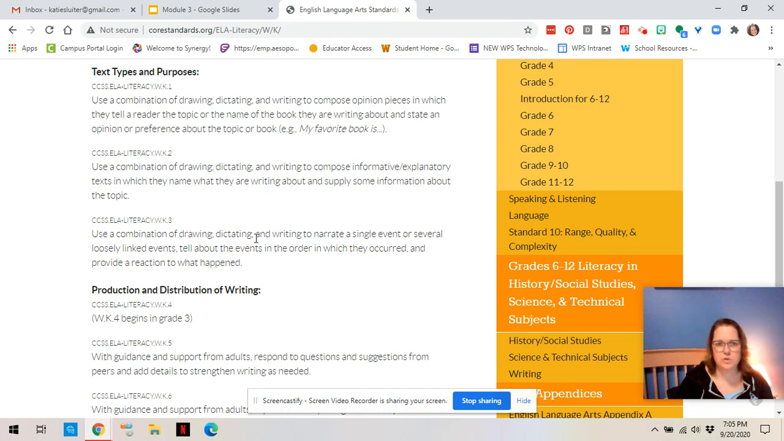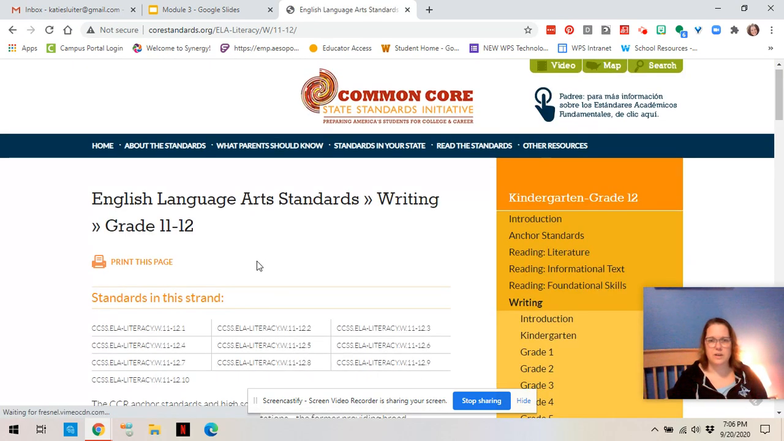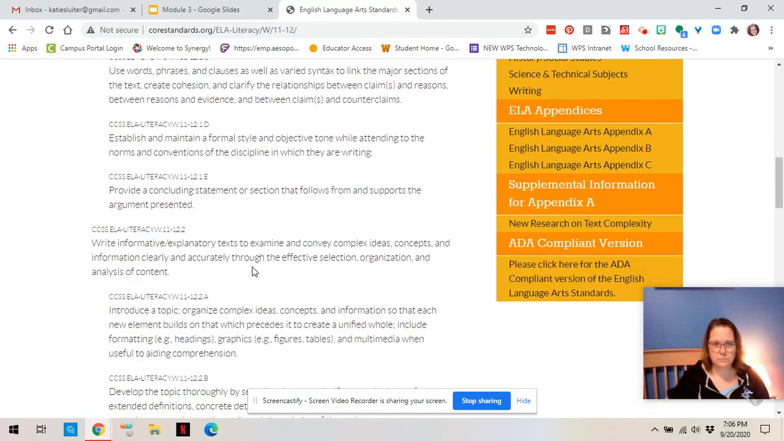Use a combination of drawing, dictating, and writing to narrate a single event or several loosely linked events. Tell about the events in the order in which they occurred and provide a reaction to what happened. So you'll see this is where we start with narrative writing and reading with mentor text. This is what we ask of our littlest learners. And then you can go all the way to the 11th, 12th grade.